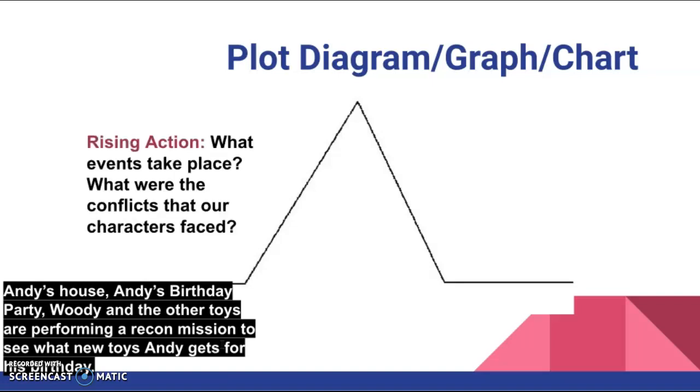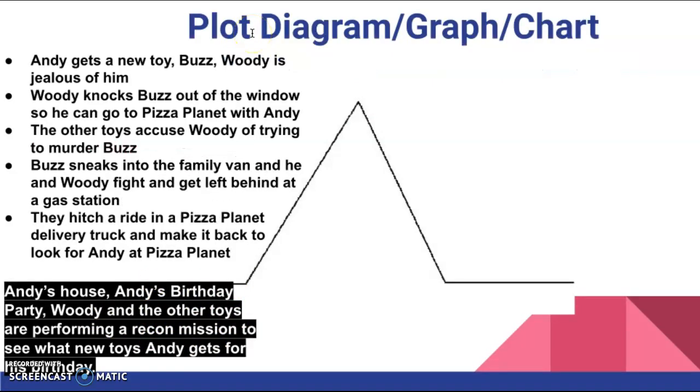Next thing we're looking at are what events take place, what were the conflicts that the character faced. Everything you put in the plot diagram can be either like this, I wrote it here, just a list run on together, or it can be portrayed like this where it's bullet points. I think bullet points make it a little more clear, so I'm going to continue to do it that way. So here are the events that happen. Andy gets a new toy, Buzz.